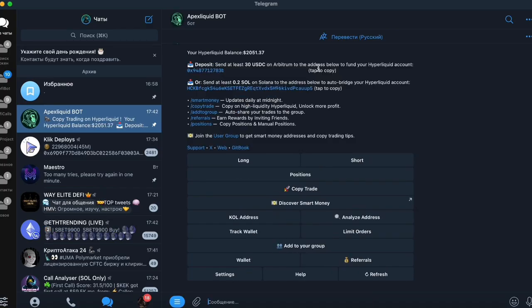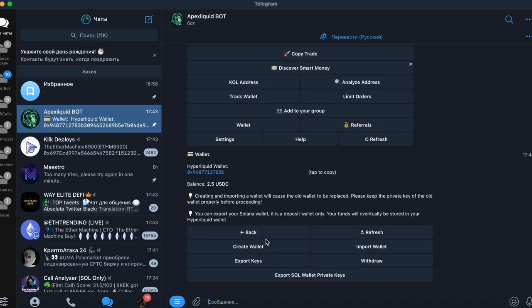I'll also quickly mention how to top up your deposit. You can top up either with Sol or with USDC, specifically on the Arbitrum network. I personally topped up with USDC on the Arbitrum network. You just transfer USDC to the address, and that's it. You can work with that balance. Also, of course, don't forget to export your private key in the wallet section so you can always access your wallet.